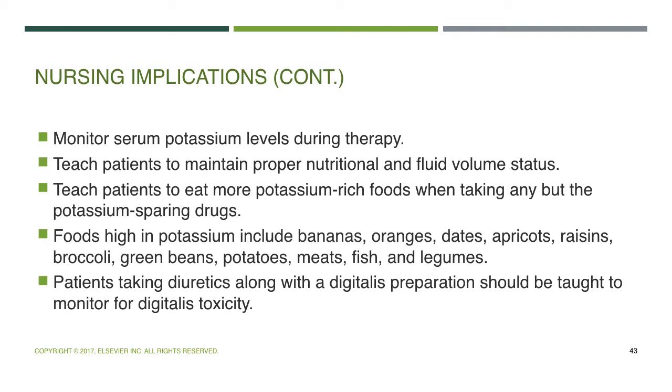So foods that are high in potassium include bananas, oranges, dates, apricots, raisins, broccoli, green beans, potatoes, meats, fish, and legumes. Patients taking diuretics along with digitalis preparations should be taught to monitor for digitalis toxicity.